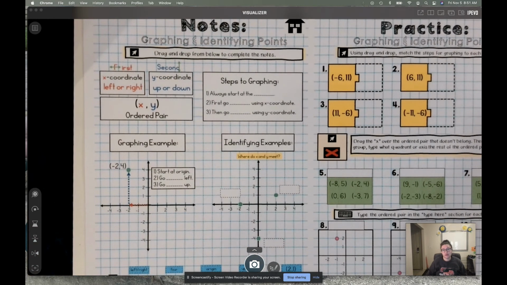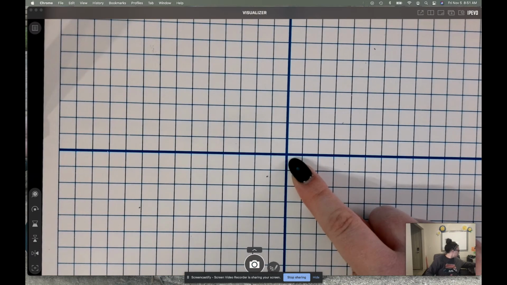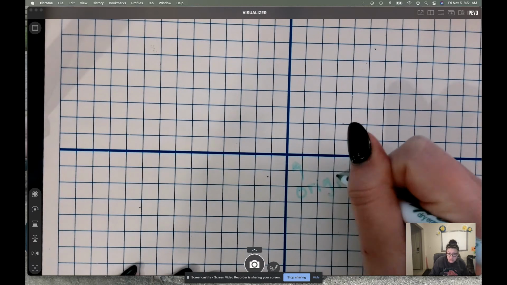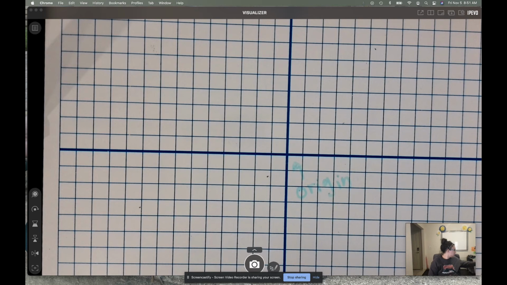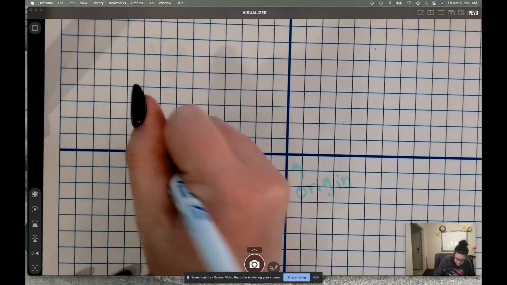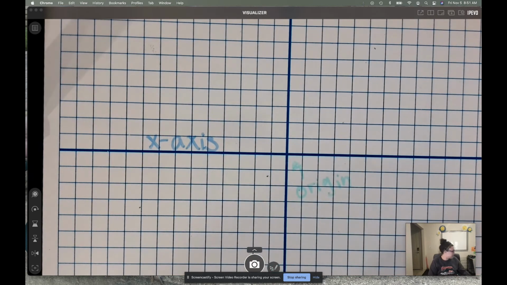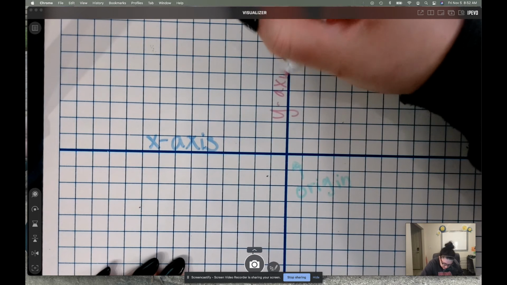All right, today we're going to be graphing and identifying points. So, last class or earlier today, we talked about the different parts of my coordinate plane. In the middle here, this point is called our origin. This horizontal line that goes side to side is called, y'all remember, the x-axis. The vertical line that goes up and down is the y-axis.